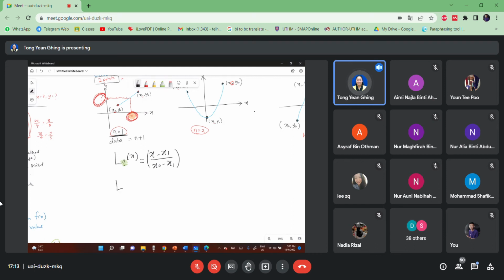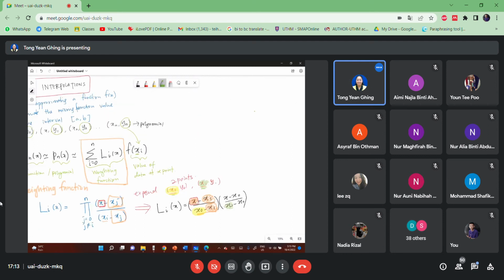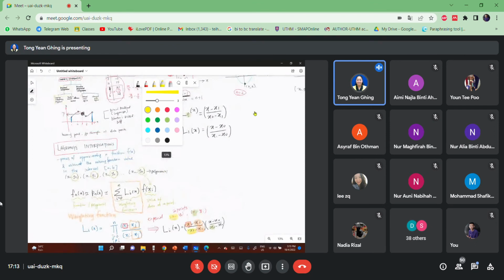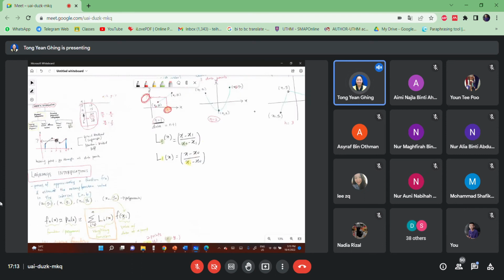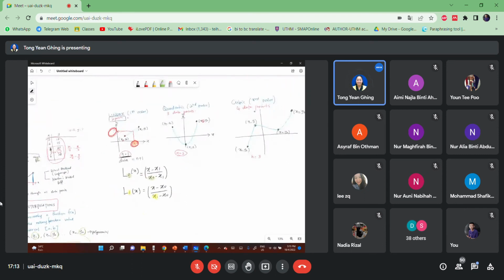And when we have x1, that means x minus x0 over x1 minus x0. Like this. Where if this one is 1, then this one is also x1. When that one is 0, this one is also x0. This is for linear. Now for second order.